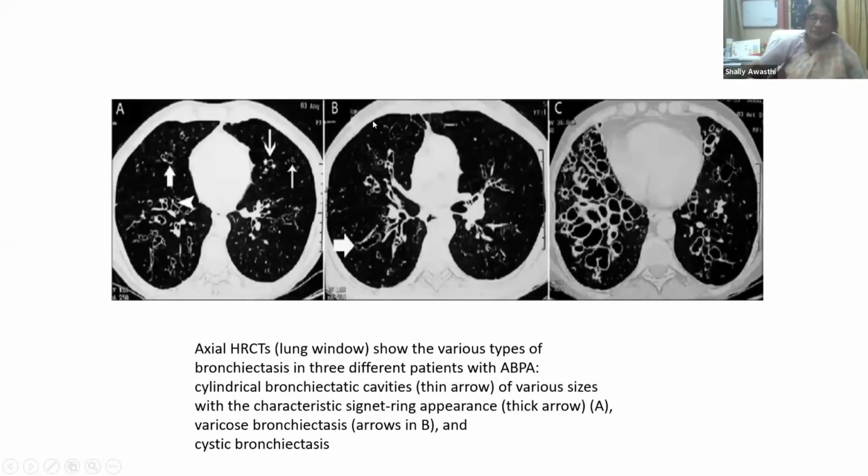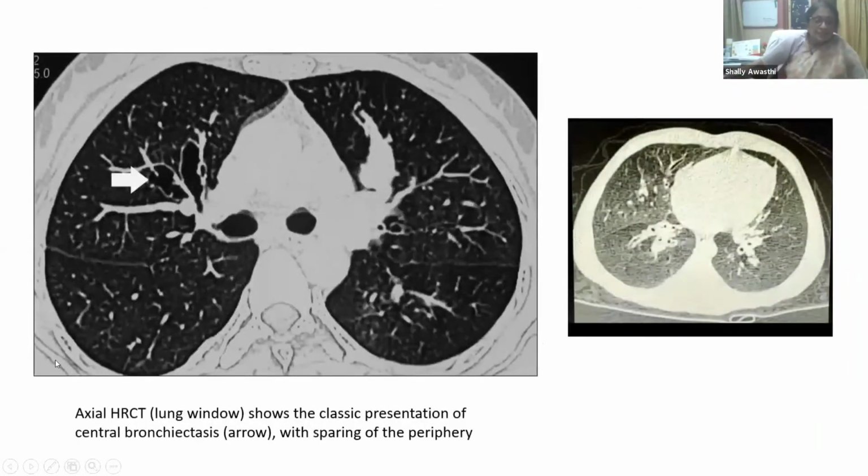Here are three HRCTs, A, B, C. In A, the thin arrow is showing you a cylindrical bronchiectatic cavity, and you are seeing a signet ring appearance on this thick arrow. B is showing you varicose bronchiectasis, and C is showing cystic bronchiectasis. This is an HRCT showing classical central bronchiectasis with sparing of peripheries, and here is my index case. The index case also had central bronchiectasis. Here, peripheries are spared, but it is more in the center. So that was my index case, which we are following up throughout.